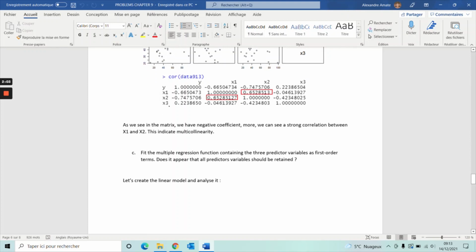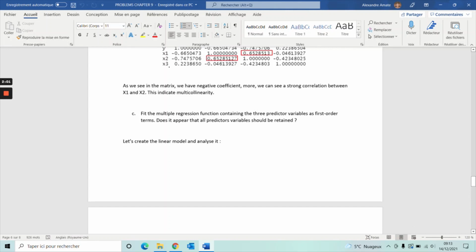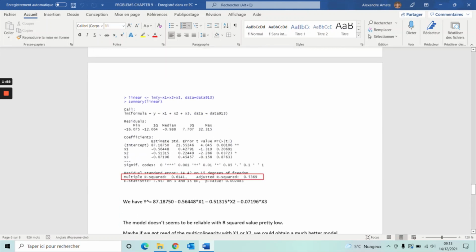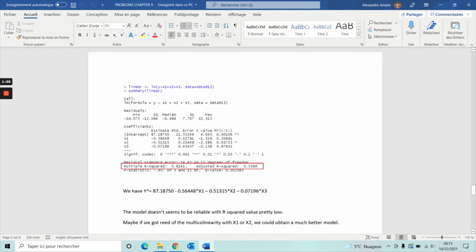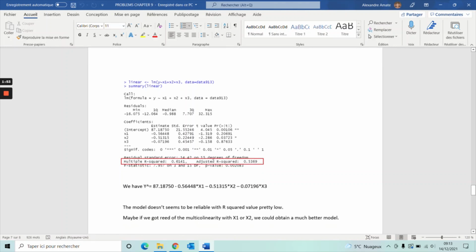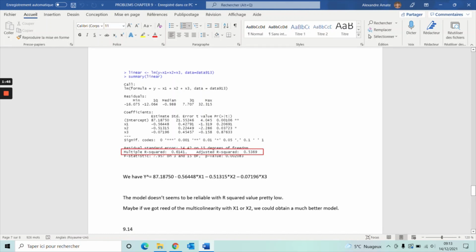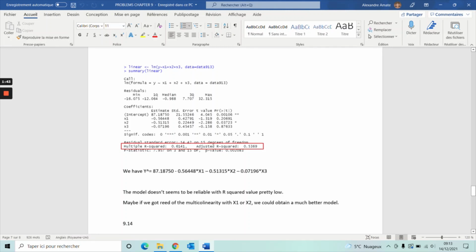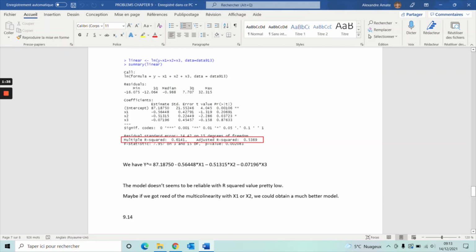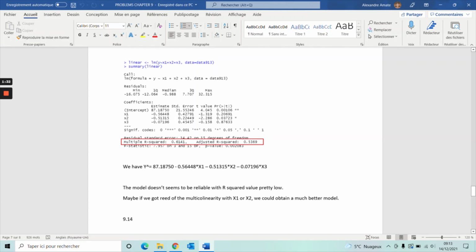Next, fit the multiple regression function containing the three predictor variables as first order terms. So I created a model with x1 to x3. We can see that the multiple R squared value is quite low. With the R squared that low, the model doesn't seem to be reliable. Maybe if we got rid of the multicollinearity, x1 or x2, or maybe we do polynomial regression, we can obtain a much better model.